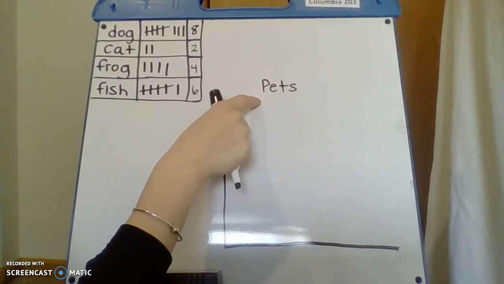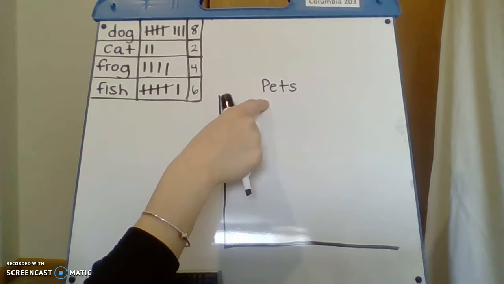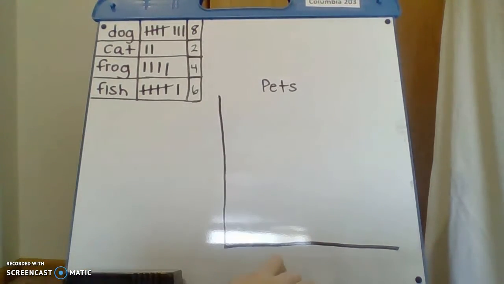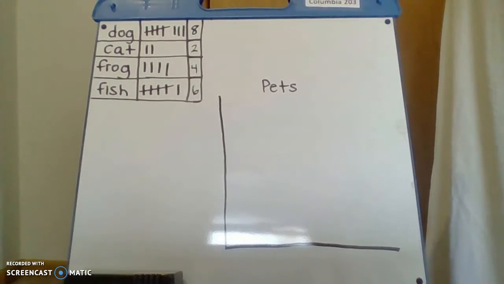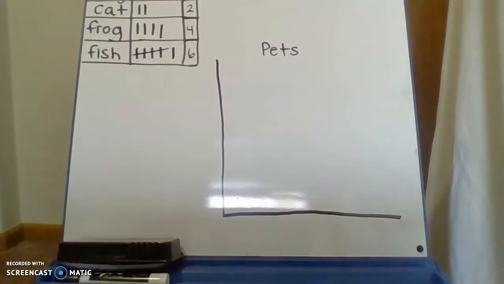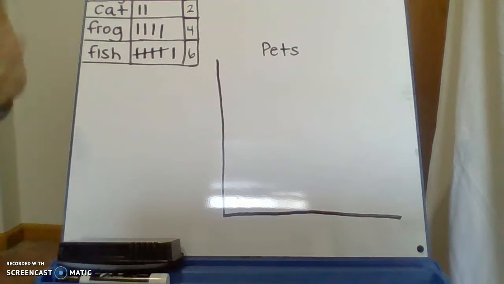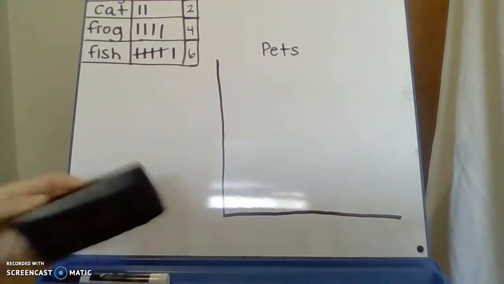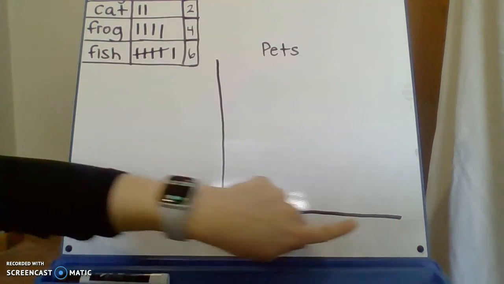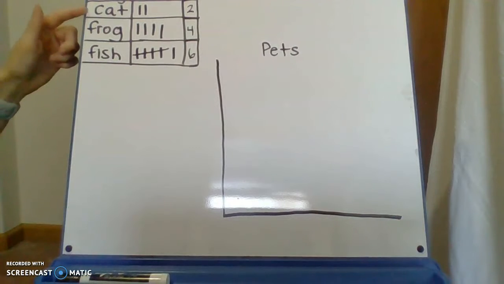So that's your title. Your picture graph and any graph you have should always have a title. It should also always have labels on each side. Well, first I'm going to label the bottom so you can see this. On the bottom of this line, this is where we're going to put our different kinds of pet names.